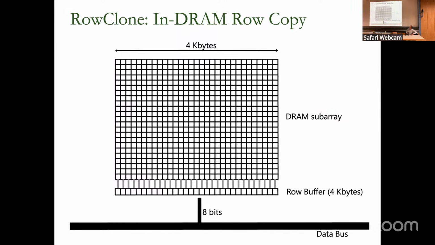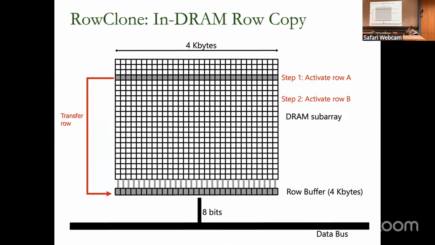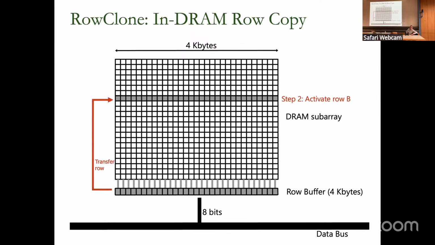This is the DRAM subarray that I showed you earlier with some more cells. And then there's a row buffer, sense amplifiers. I put it at the bottom. It could be in the middle. Doesn't matter. Let's put it at the bottom for now. Basically, what we're going to do is activate the source row first, which brings the data into the sense amplifiers. Right? This is activation, and we've seen this. Now, in the next step, I'm going to activate the destination row, which will connect the sense amplifiers to the destination row.